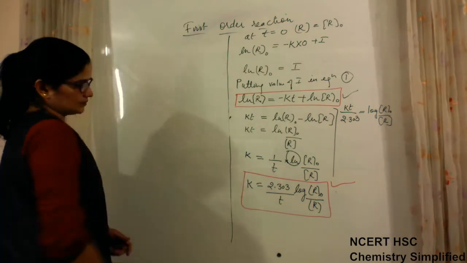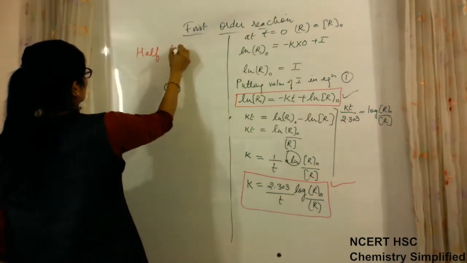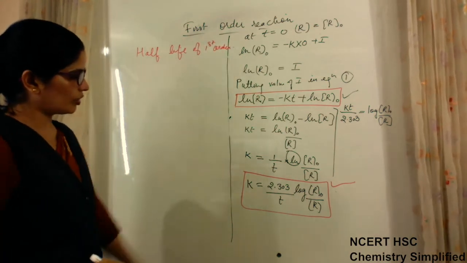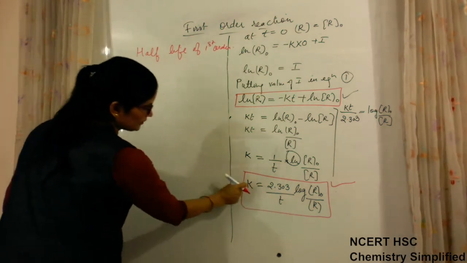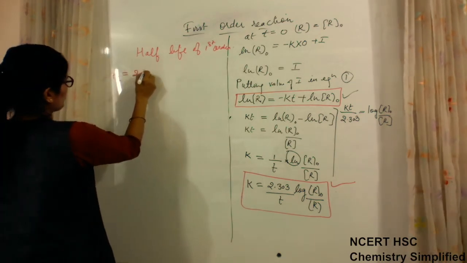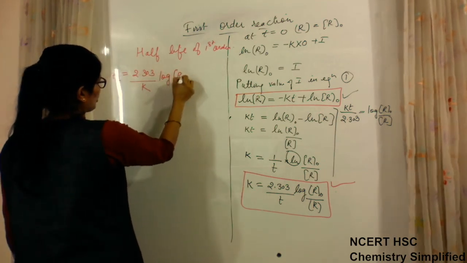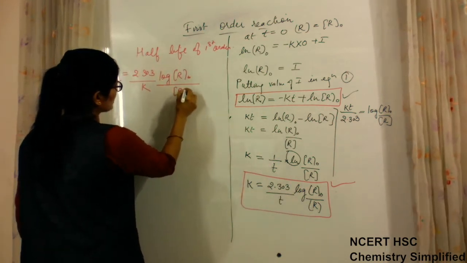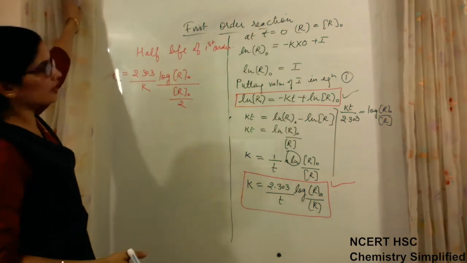Okay, now half-life of this reaction. Half-life of a first order reaction. In the same formula, we will rearrange: t we will take this side, k we will bring here. t half is equal to 2.303 upon k log of R naught, and the concentration left in half-life will be R naught by 2. Okay, because it is for half-life, so half the concentration is left.